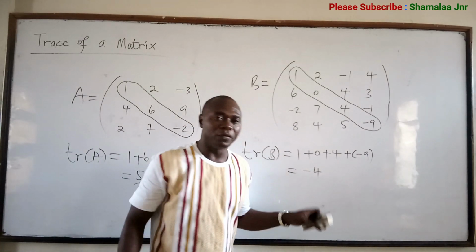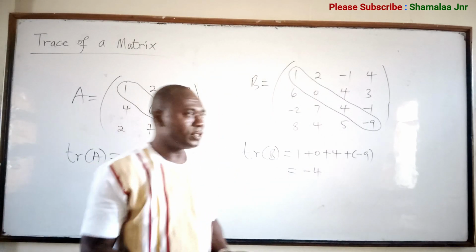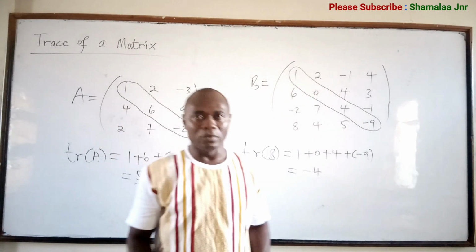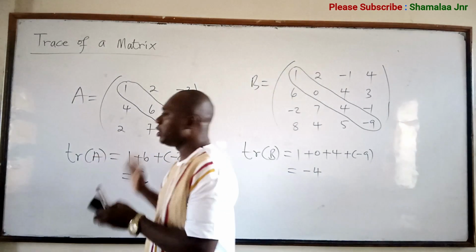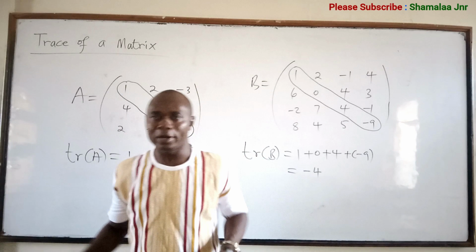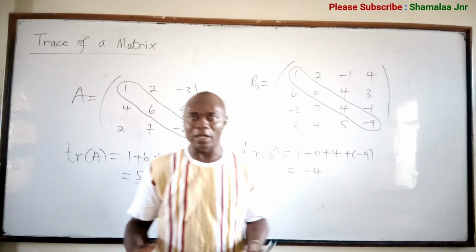And normally, you find the trace of square matrices. Yes, the matrix will be a square matrix. So viewers, this is how you can find the trace of a given matrix. It is not difficult at all. Just identify the elements in the main or principal diagonal and add them.